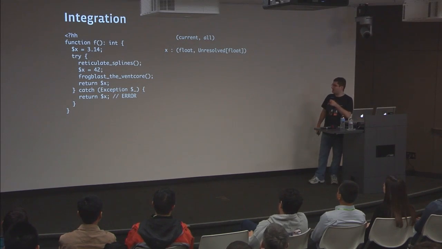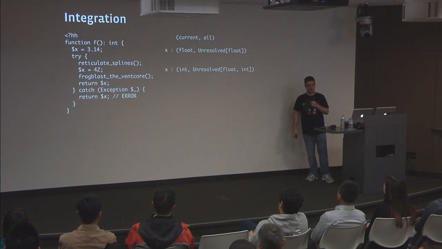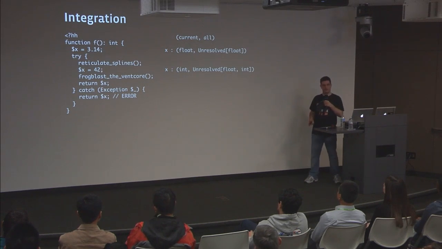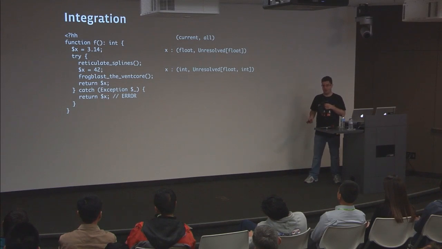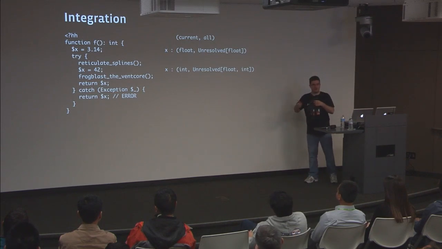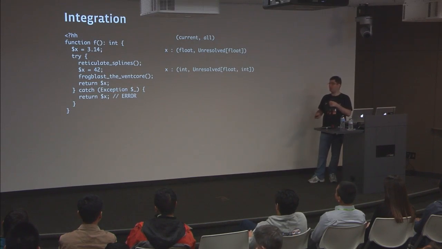As we continue going, I'm going to say, okay, x equals 42. The type of x is now an int if control flow is not interrupted. But the list of all types it's been is unresolved of float int. It could potentially be either one, depending on where we get interrupted now. And the process of adding new variables into this unresolved is integration, is the name we gave it. Not super important, but hence the title of the slide.